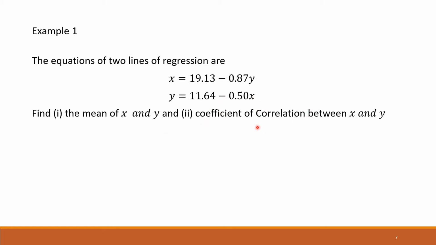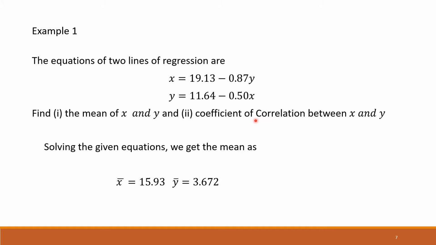We know that r square is equal to Bxy into Byx. So from these two regression lines, we have to calculate the regression coefficients, multiply those and get the value of r. So first step will be solving these two equations. Once I solve these two equations, we will get x value to be 15.93 and y is equal to 3.672. So these values of x and y are the values of x bar and y bar.